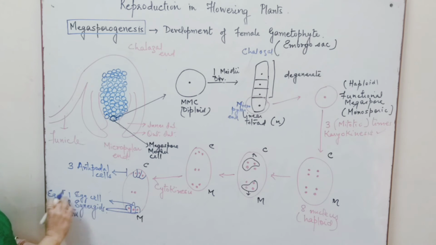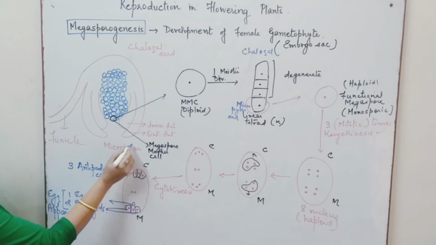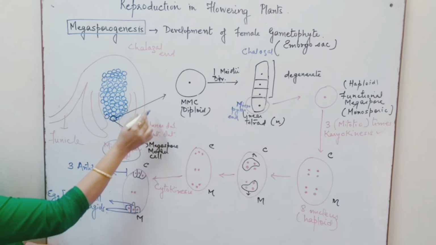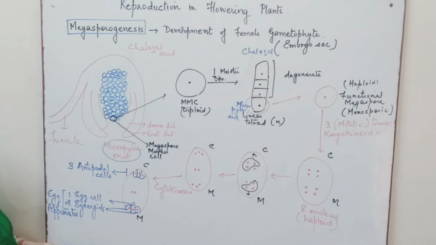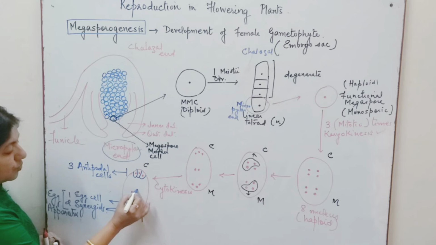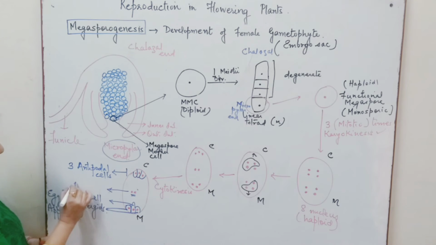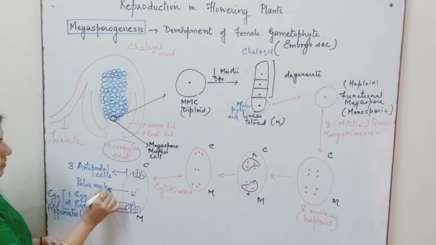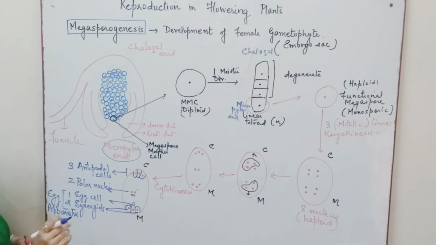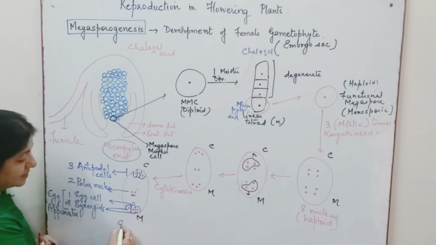Remember, the egg cell is present towards the micropylar end, and the micropyle is the side where the pollen tube will enter for fertilization after the pollination. Now these two nuclei which are present in the center are known as polar nuclei. So there are two polar nuclei. This is the structure of the embryo sac.